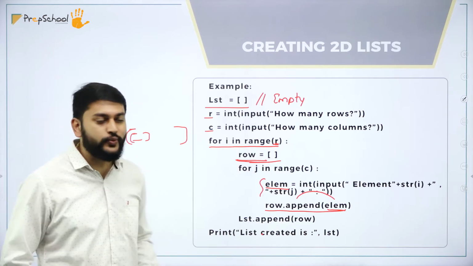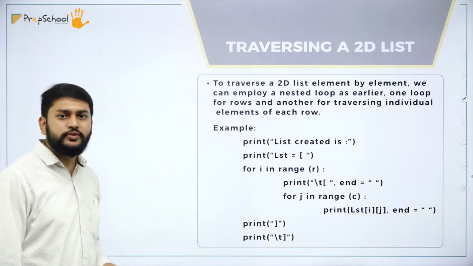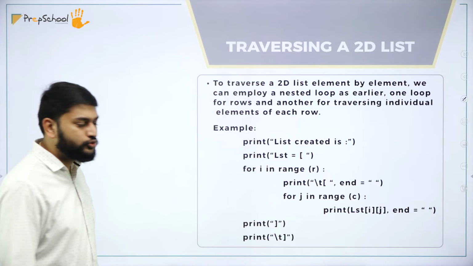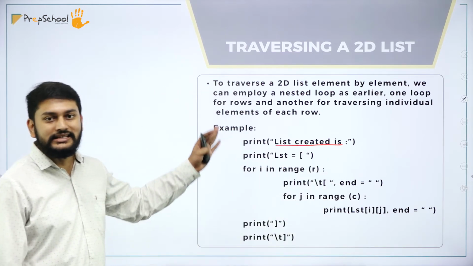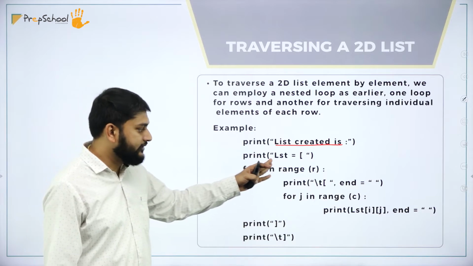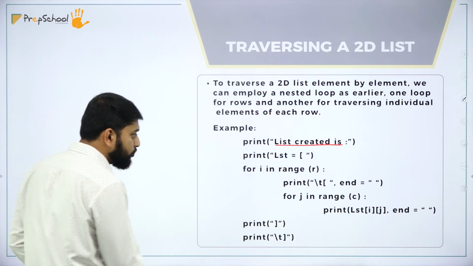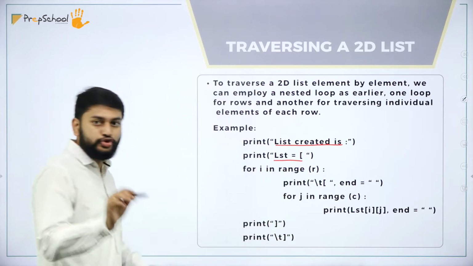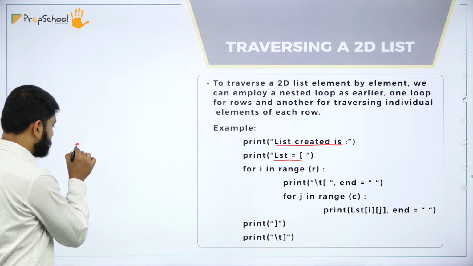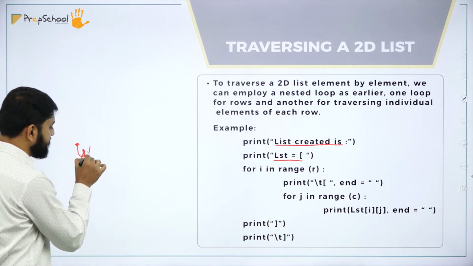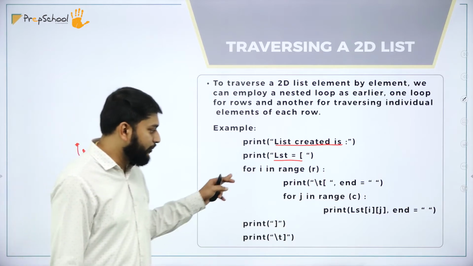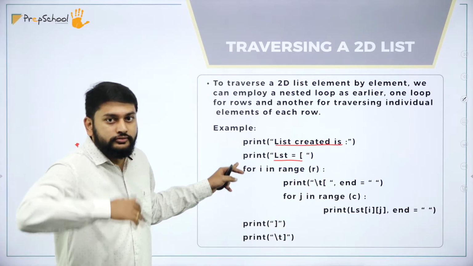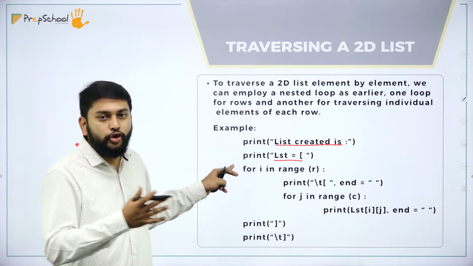So moving on to the next one. How do we traverse? It's very simple, guys. So I'll be using the print statement. So this will print it as it is. List is created. Then after that, guys, I have to print this also, right? So LST is equal to square bracket. So this will print LST is equal to square bracket. Then followed by what it will print? Number of rows, whatever I have. So all those things.